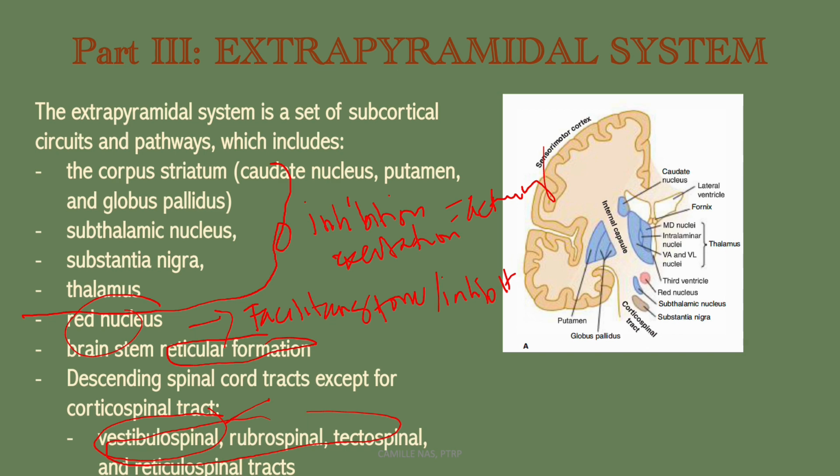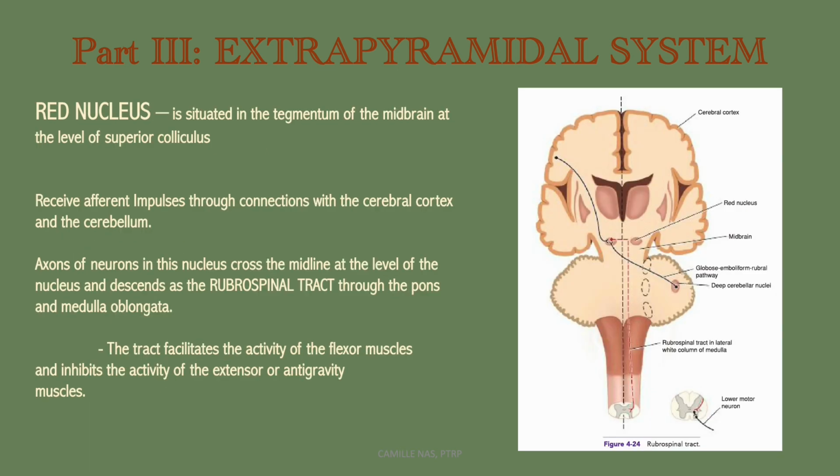Okay, so let's move on with the red nucleus. No? So the red nucleus, as I've mentioned earlier, this has something to do with facilitating and inhibiting certain muscle groups. No? So the red nucleus, this is situated in the tegmentum of the midbrain at the level of the superior colliculus here. So this receives afferent impulse through connection with the cerebral cortex and cerebellum.